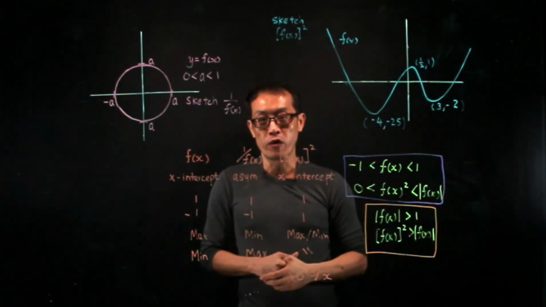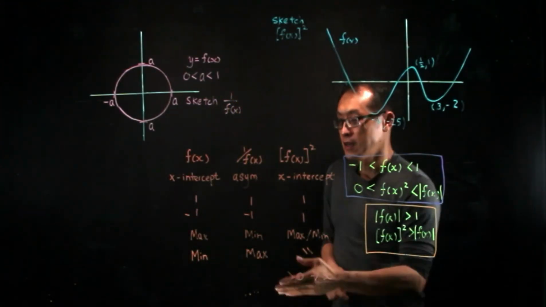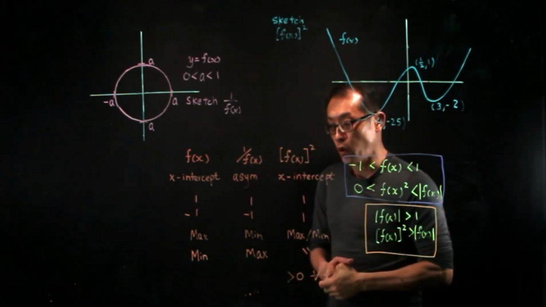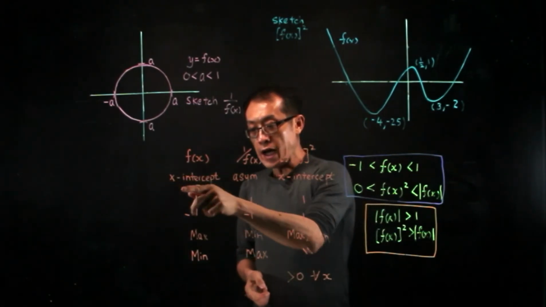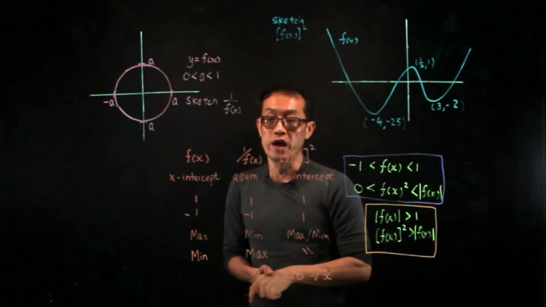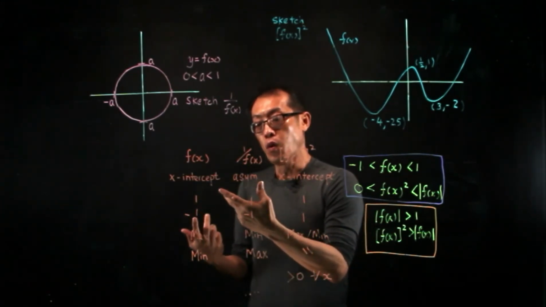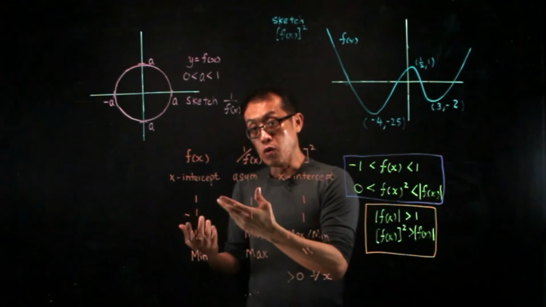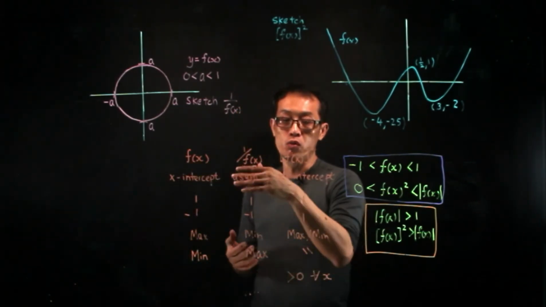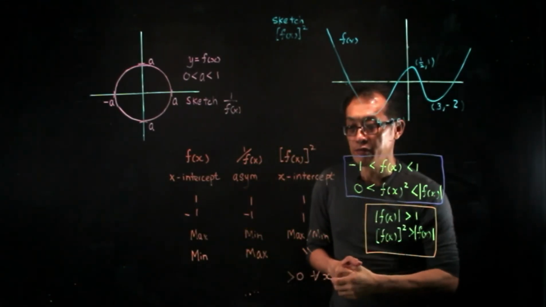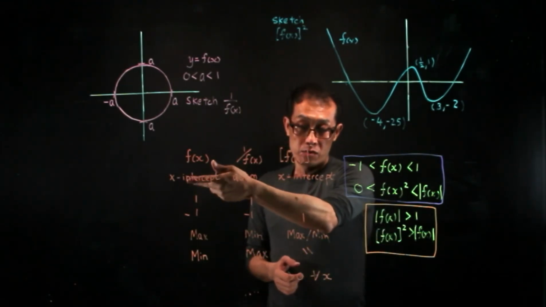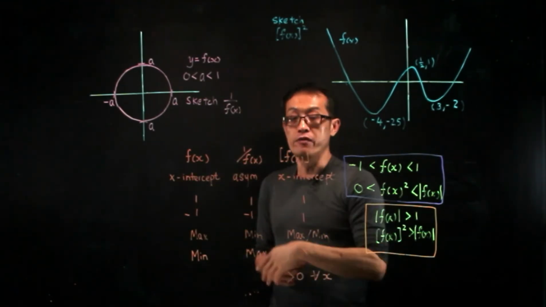Let me do a summary of all that we have learned. Now this is f of x, this is 1 over f of x, and this is f of x squared. Now for the x-intercept of f of x, it becomes the asymptote of 1 over f of x, because f of x will be equal to 0 at the x-intercept. So you cannot do 1 over 0, it is undefined. So 1 over f of x becomes the asymptote at the x-intercept of f of x.